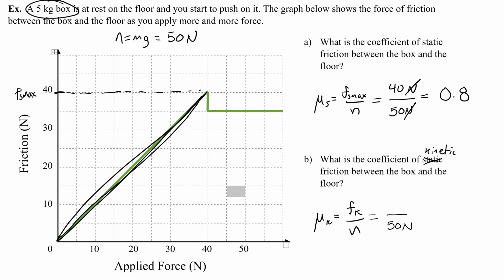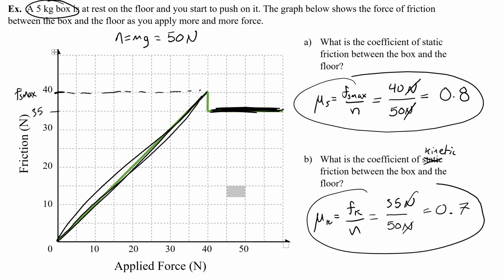Okay, what about the force of kinetic friction? Well, I look at the graph, and this region right here is where I have kinetic friction. So it looks like this value is about 35. And so I would use 35 as the force of kinetic friction. And 35 over 50 is going to give me 0.7. And again, the newtons cancel out, and it's unitless. Also, you'll notice that the coefficient of static friction is slightly more than the coefficient of kinetic friction.